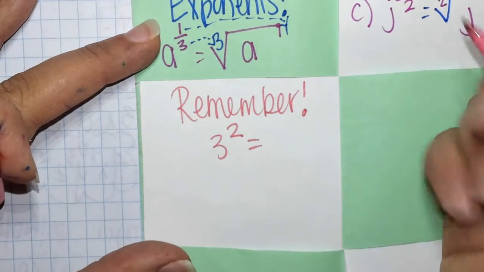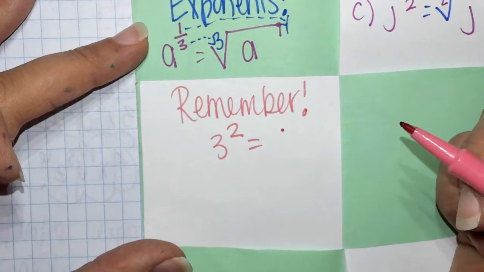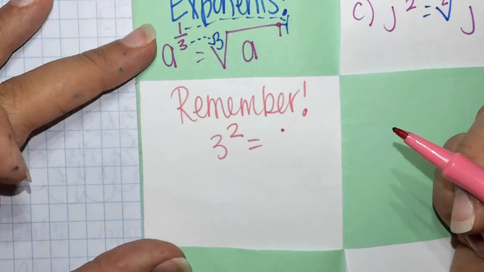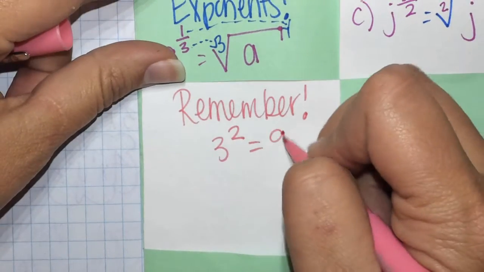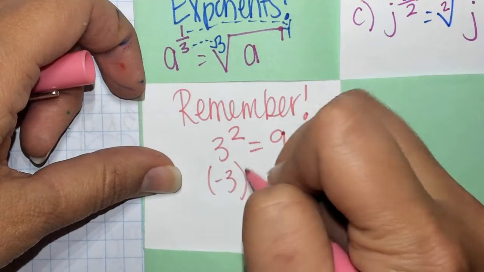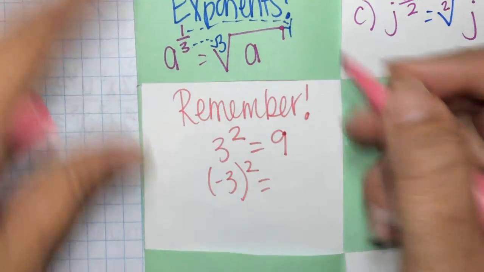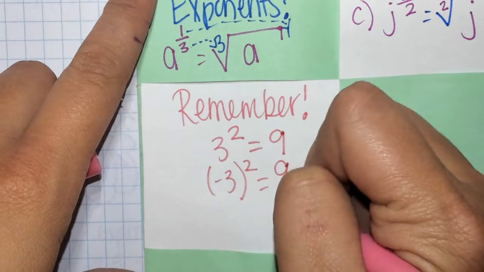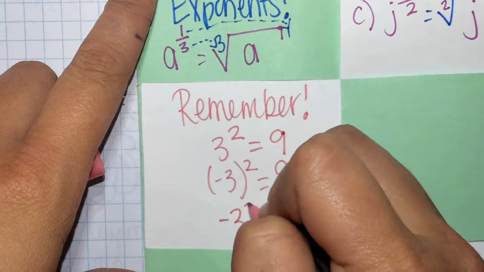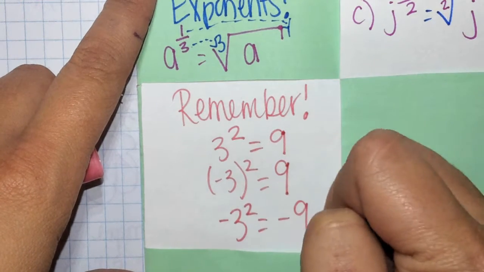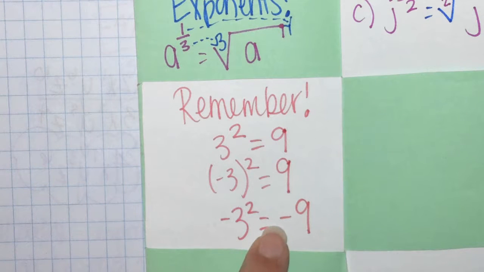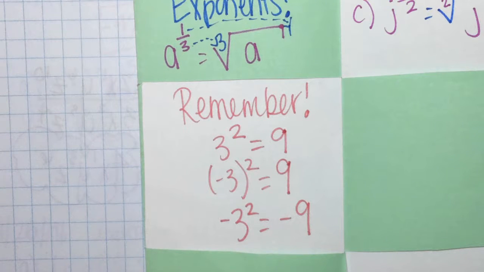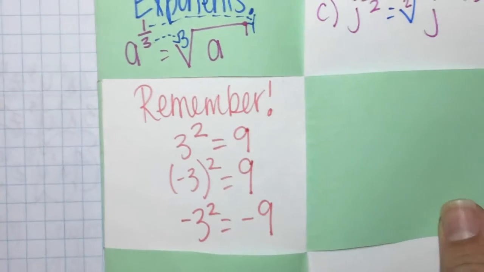Three squared is... Okay, let's try it again. Ready? 3 squared is 9. Awesome. And if I have negative 3 in parentheses, what's negative 3 squared? 9. If it's not in parentheses, it's negative 9. And when you plug it into your calculator, you have to put it in parentheses, or it will make the answer negative. So watch your negatives.